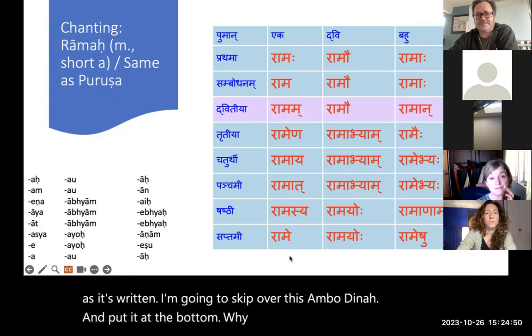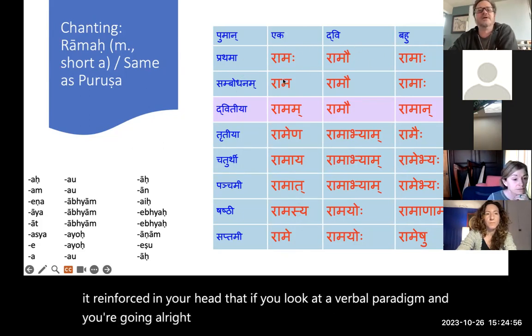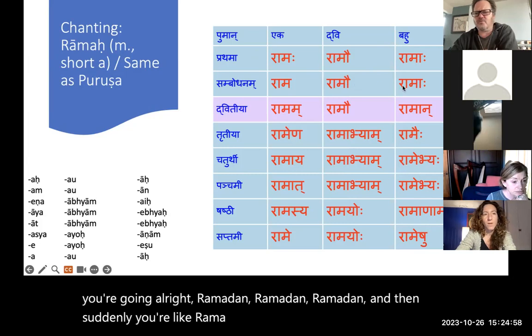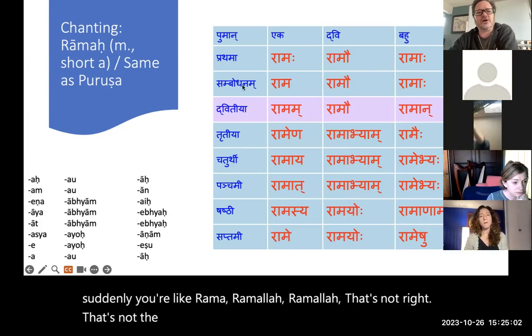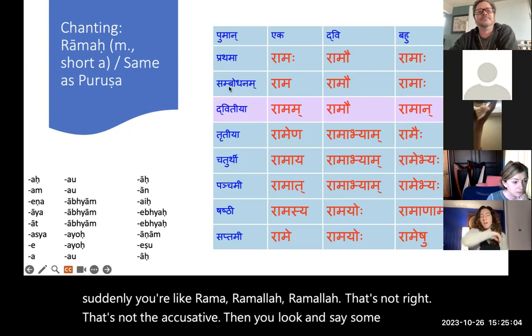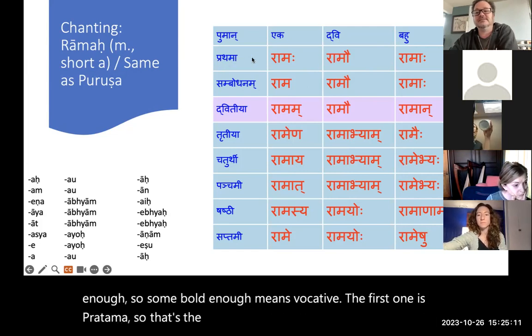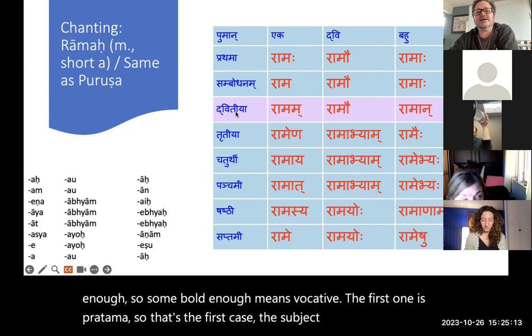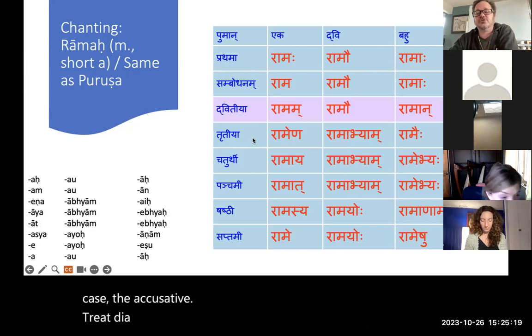Why am I doing that? I want you to have it reinforced in your head that if you look at a verbal paradigm and you're going, all right, Rāma, and then suddenly you're like, Rāma, what, Rāmaha? That's not right. That's not the accusative. Then you look and see, oh, sambodhana. So sambodhana means vocative. The first one is pratama. So that's the first case, the subject. Dvitiya, the object case, the accusative. Tritiya is the instrumental case.